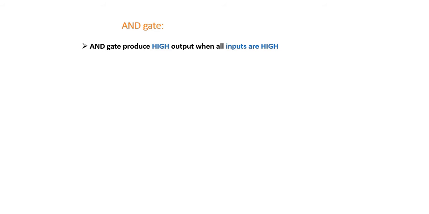First of all, what is an AND gate? An AND gate is a logic gate which produces high output when all inputs are high. If any one of the inputs is low, then the output of the AND gate will be low. The input of an AND gate may be 2 or more than 2. But in the previous video we have seen that the input of the NOT gate is only 1. In the case of the AND gate we have 2 or more than 2 inputs.